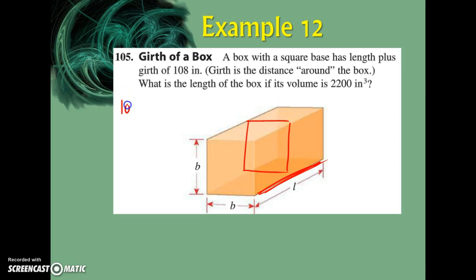So my girth, being 108, is going to be my length plus this spot here, b plus b plus b plus b. So it's going to be 4b. That's one of my formulas. But I also know my volume is 2200.